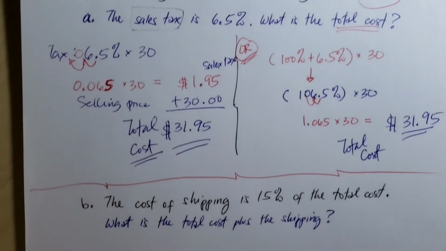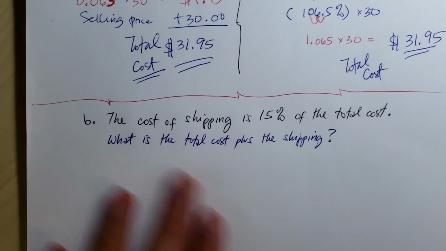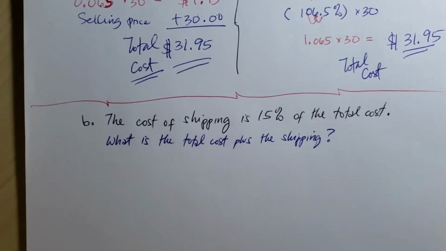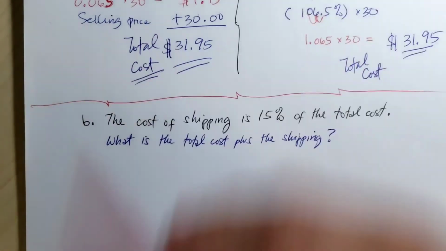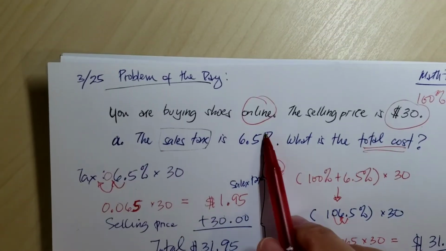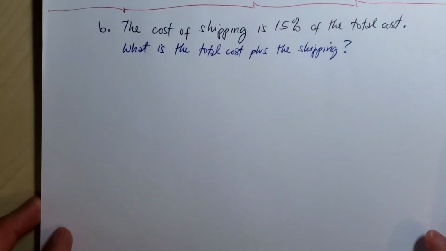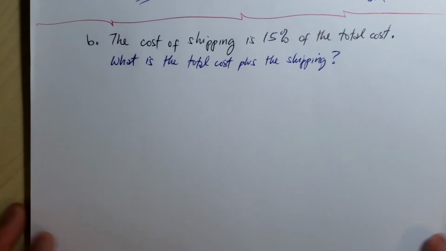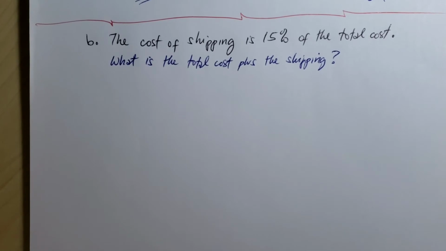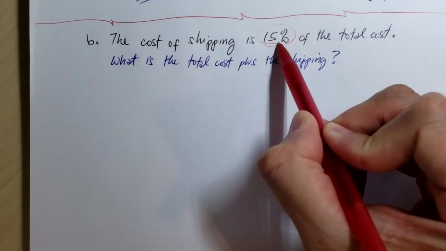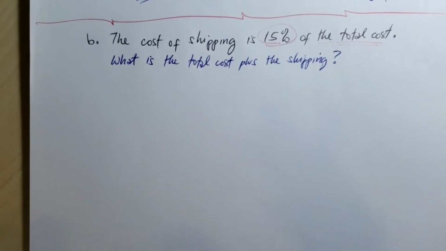Now the second one, it says the cost of the shipping. So probably you ordered online. The cost of the shipping is 15% of the total cost. So what is the total cost plus shipping? There's two ways to do it, but let's just do the faster way. So it says 15% of the total cost. That means we're adding 15% to the total cost.